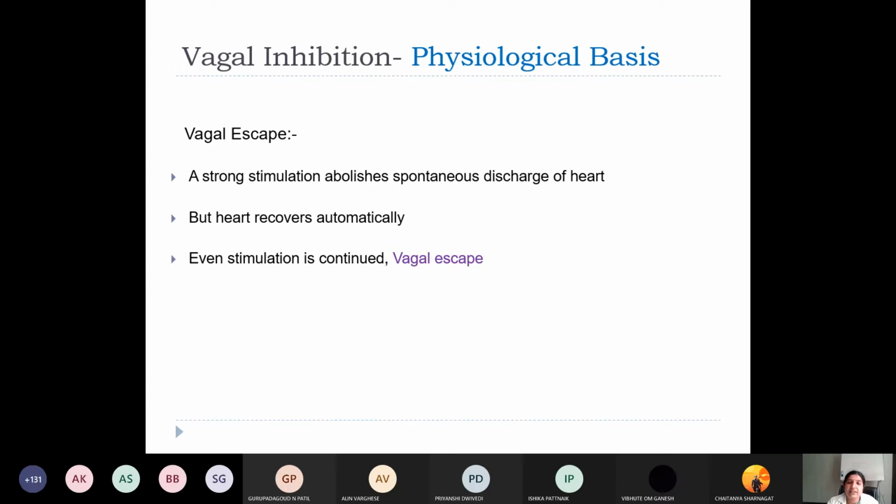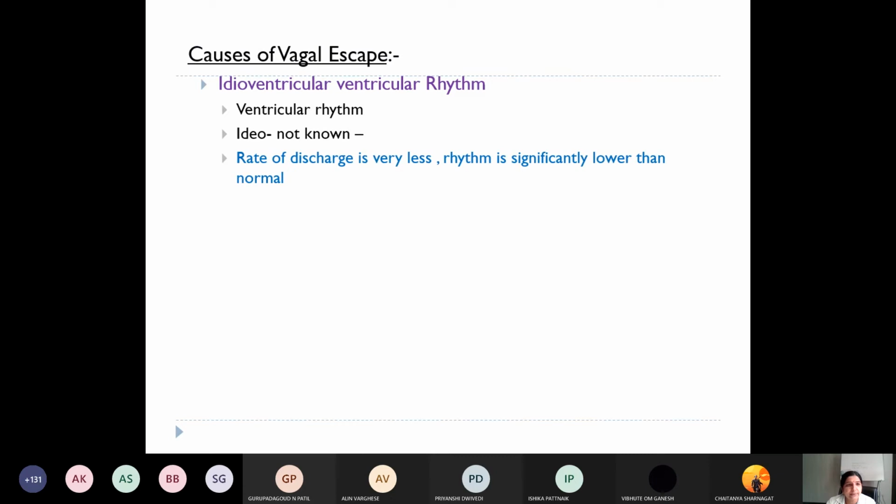But the heart recovers automatically. It overcomes all these obstacles, so that even if the stimulation is continued, the heart starts beating again, of course at a slower rate and force of contraction. That is called vagal escape. So you have to clearly explain why it is called escape. What is the meaning of vagal escape? You have to explain properly.